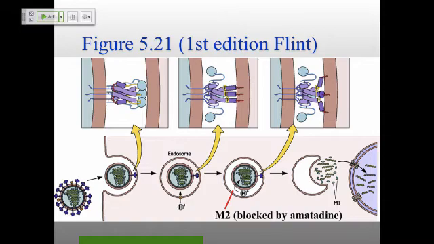Then you have the fusion of the two membranes, and it's the last step right here where you get release of your nucleocapsid proteins. That's dependent on the change of pH inside the virion, and that comes through the M2 protein, which is blocked by these antiviral drugs. So it's an antiviral drug blocking uptake. It's that entry system which is being blocked.